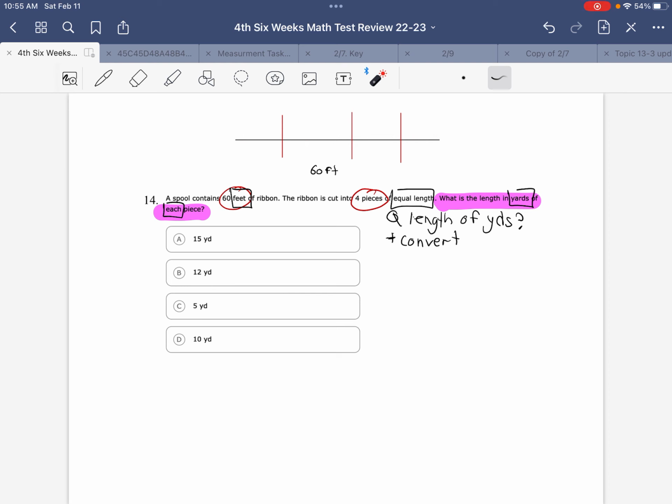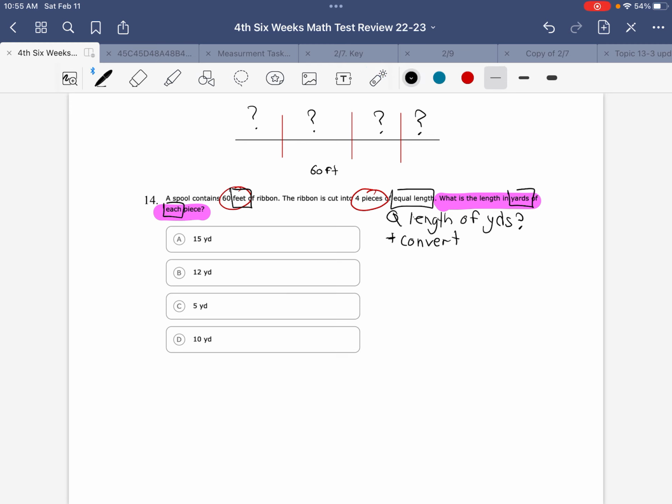Of equal length. What is the length in yards of each piece? So they want to know each piece. What is the length of it? Okay, not the whole thing. The whole thing is 60, but what's the length of just each piece? Okay. If that still confuses you, let's do our get.